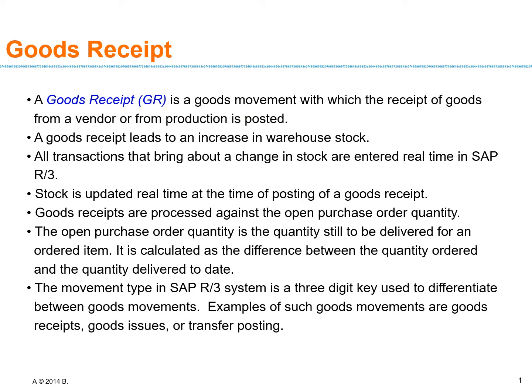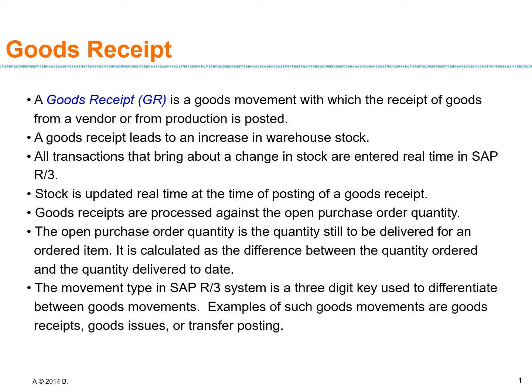So a goods receipt is basically a goods movement with which the receipt of goods from a vendor or from production is posted. A goods receipt leads to an increase in the warehouse stock, and all transactions that bring about a change in the stock are entered in real-time in SAP R/3, right? After that, stock is updated in real time at the time of posting a goods receipt. So whenever you are posting a goods receipt in your system, at that time your stock is being updated, right?